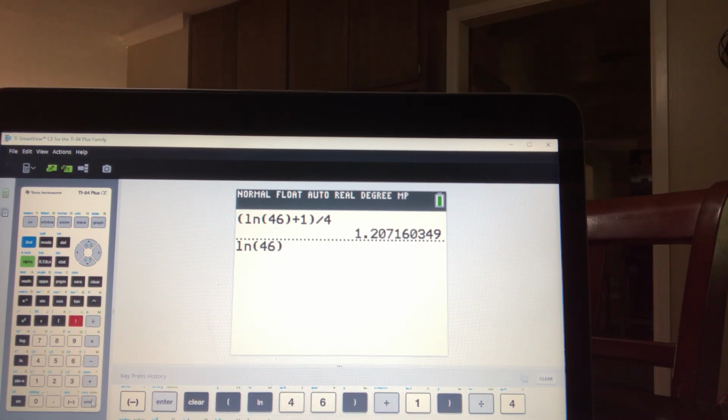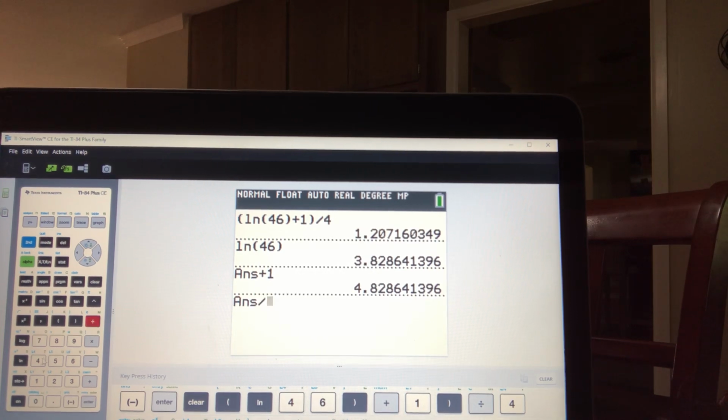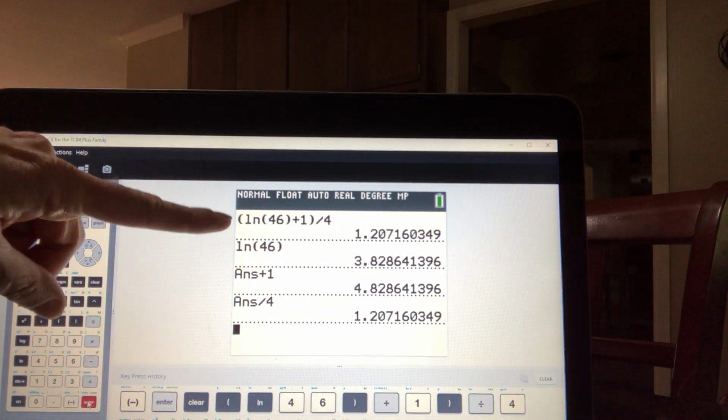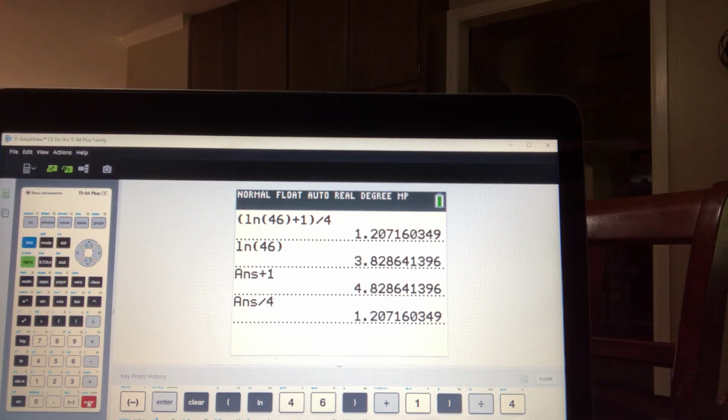You could get that answer, then you could add 1 to it, and get that answer. And then you could divide that by 4 and get the same answer that we did back up here. So that's totally up to you how you do it, but if you want to enter it all at once, you would need to put the numerator in parentheses.